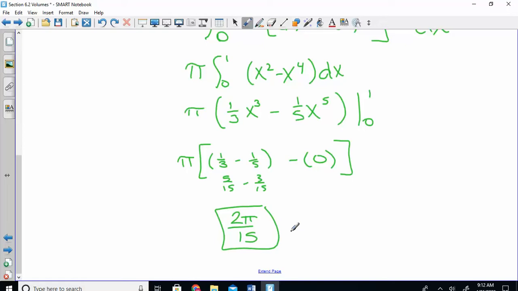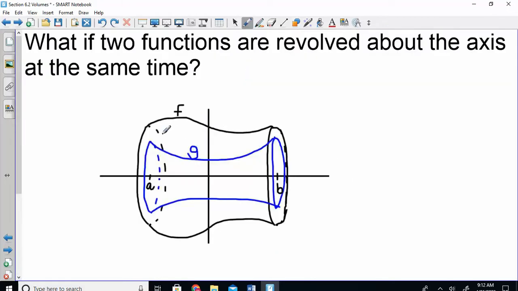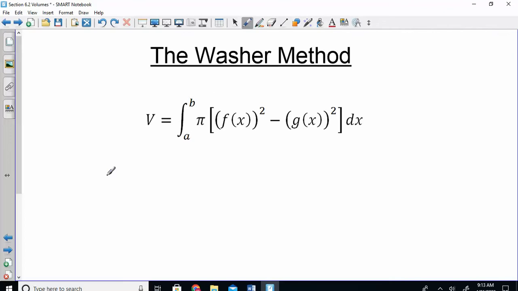So what we just did right here is the second and final method that we are going to learn for finding volumes. It's when we have two functions, an outside and an inside. So this is another visual of what's happening. What we ended up doing is finding the volume of the outside minus the inside volume to get the volume between the two of them. That's what's called the washer method. If you think about a washer, it's got a hollow center. So when you do the washer method, you just have to do the outside function squared minus the inside function squared.